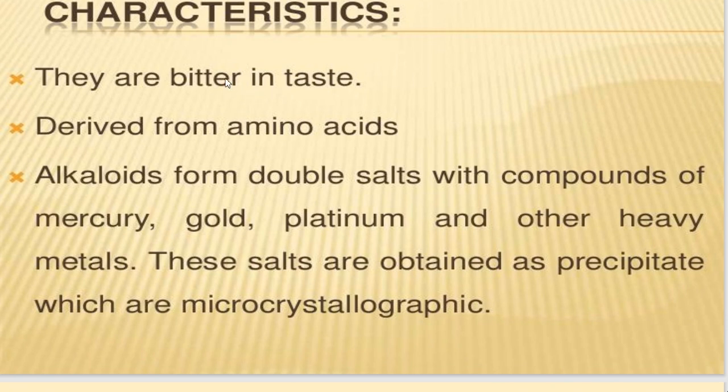Now let's study about the characteristics. They are bitter in taste. They are derived from amino acids. What is not derived from amino acids but has nitrogen is your pseudo alkaloids. Remember, alkaloids form double salts with compounds of mercury, gold, platinum, and other heavy metals. These salts are obtained as precipitates which are microcrystallographic. Okay, they are very bitter in taste and derived from amino acids. They form double salts with compounds like mercury, gold, platinum, and other heavy metals. These salts are obtained as precipitates which are microcrystallographic. Alright.